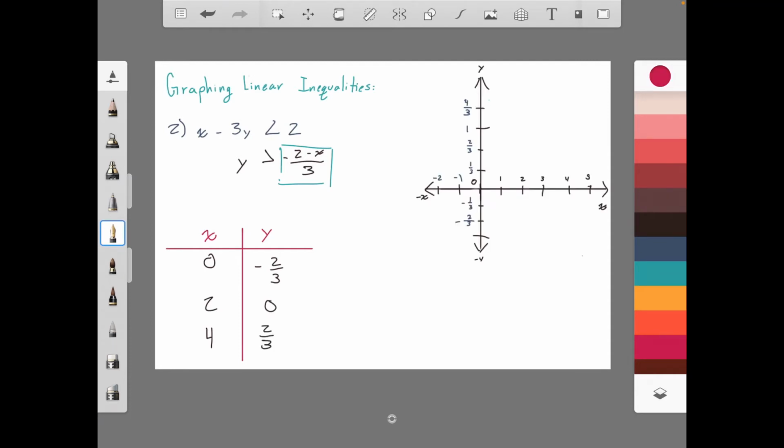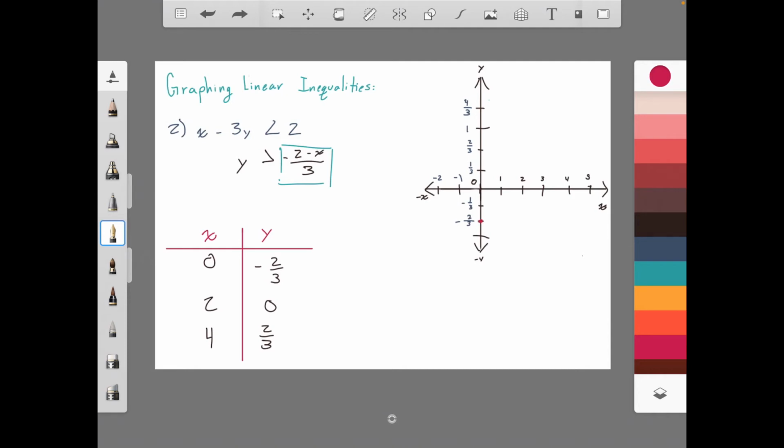I paused the video for a second in order to make the table, so I don't take much time doing it. Now what we have to do is put these pairs over here. How do we do that? Well, we take the value in x, which in the first one is 0, and the value in y, which is negative 2/3.